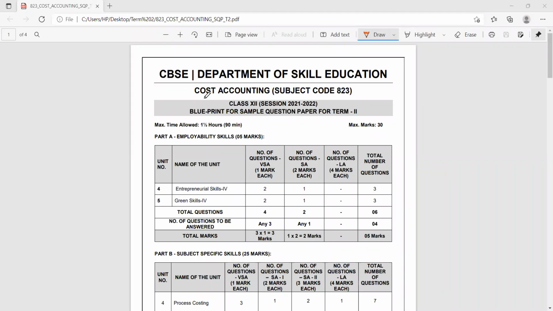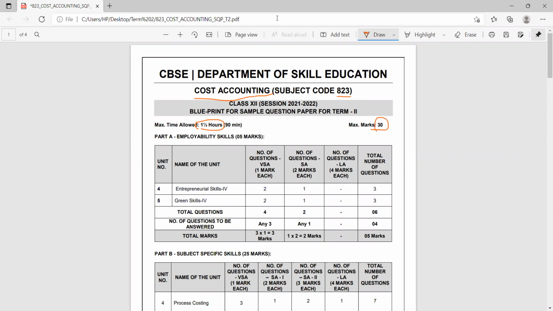Hello children, in this video I'm going to share the sample paper shared by CBSE for the subject cost accounting. The subject code is 823. The exam will be for 1.5 hours duration and it will be for 30 marks.